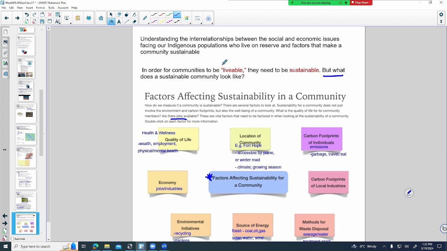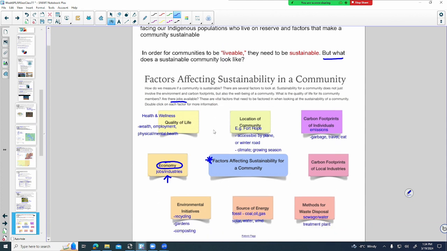So first of all, economy. Okay, will there be jobs? Will there be industries? Quality of life. So we're thinking of health and wellness. Will there be employment, physical or mental health? Will that be available to them?